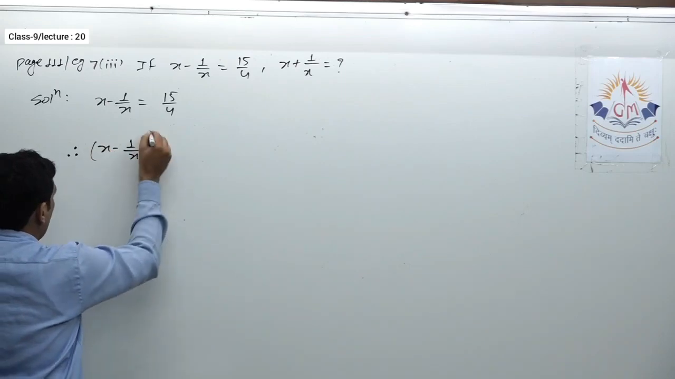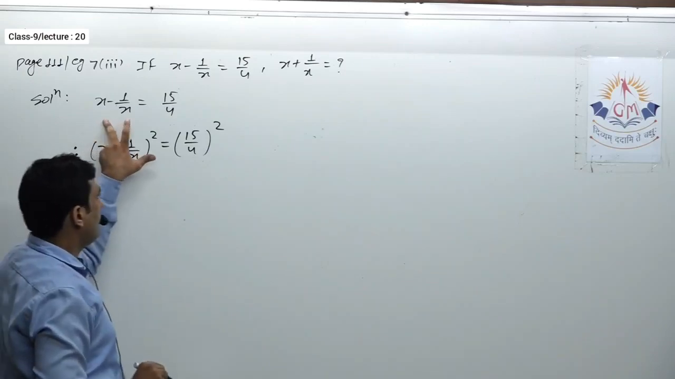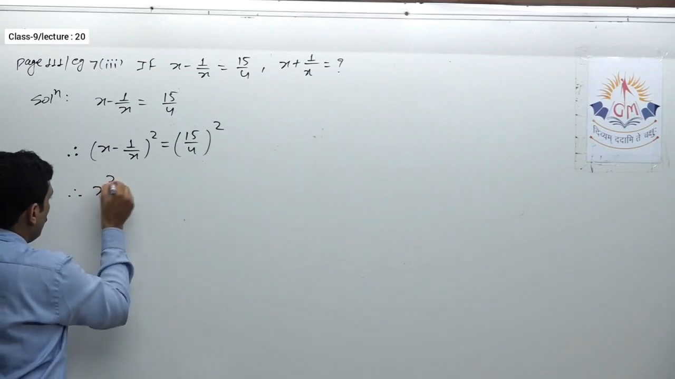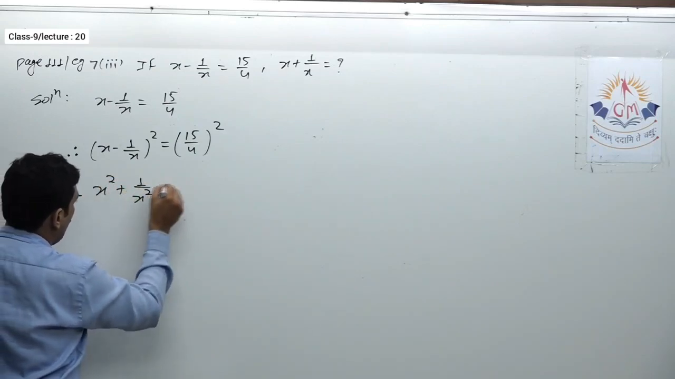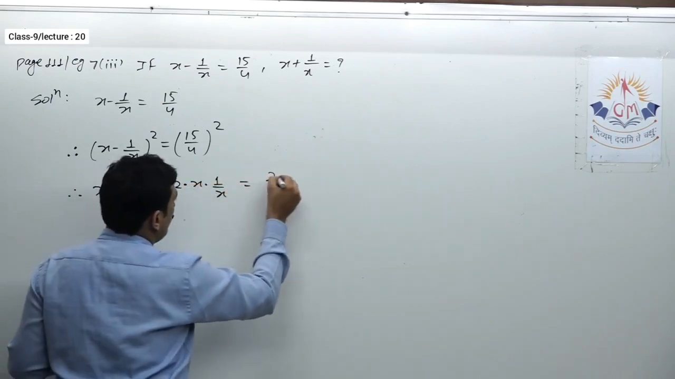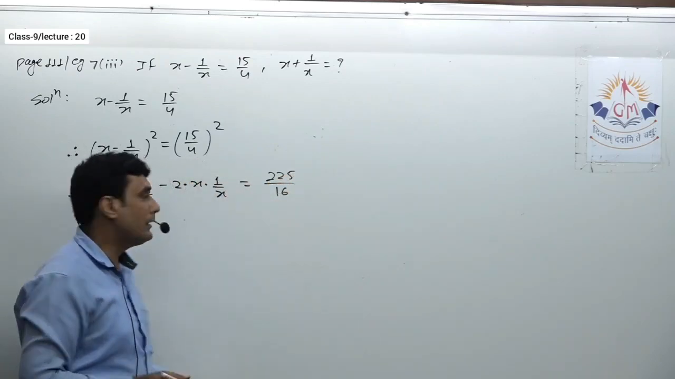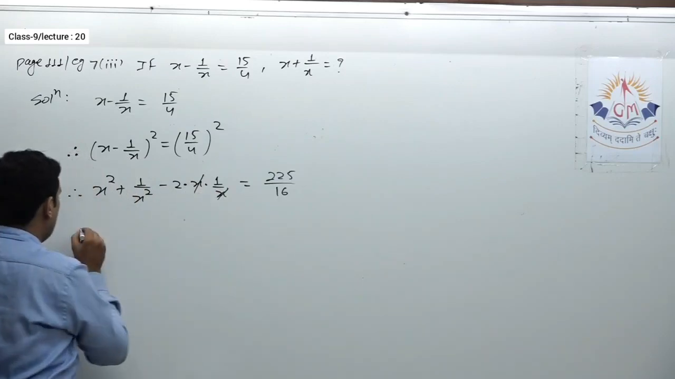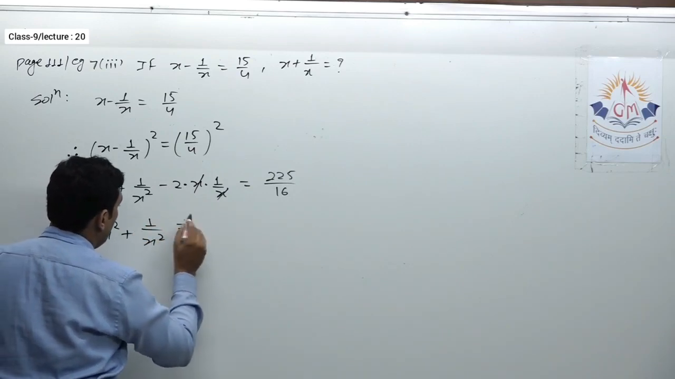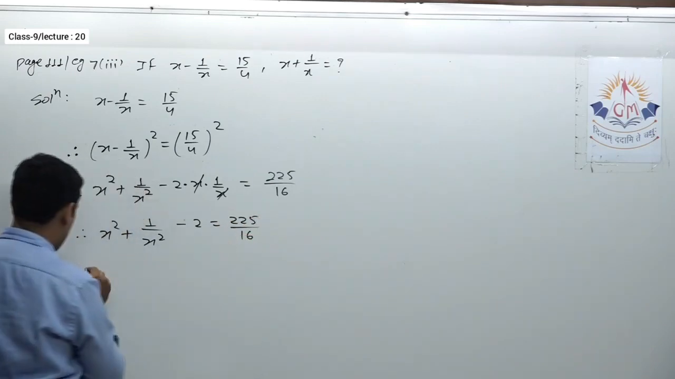x minus 1 upon x whole square is equal to 15 upon 4 whole square. The smaller one is given, the greater one we need, so we have to make a square. So this gives you a square plus b square minus 2ab is equal to 225 upon 16. Square of 15 is 225, square of 4 is 16. Here x and x will cancel out. So I get x square plus 1 upon x square minus 2 is equal to 225 upon 16.